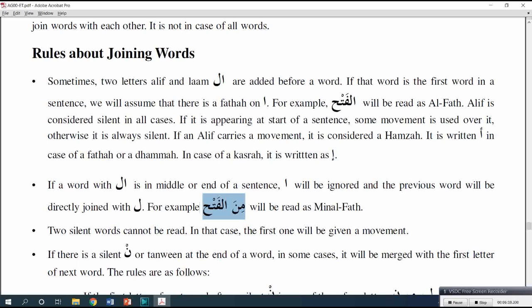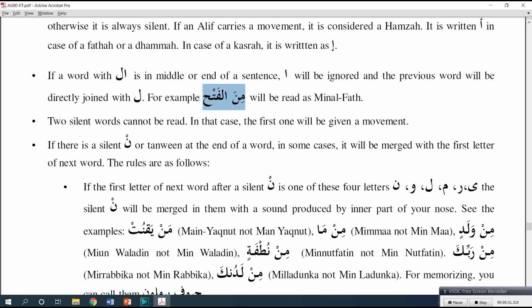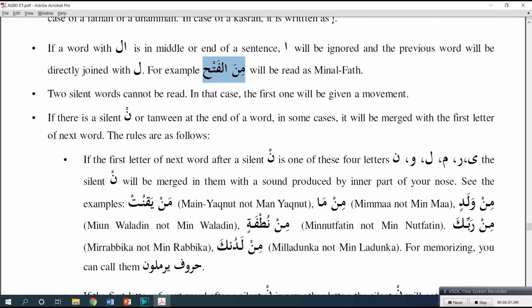These are some rules, just to avoid your confusion when you listen to people reciting the Quran. You will find it in that way, so you'll have to understand these rules. Then we come to the two silent letters that cannot be read together. In that case, the first one will be given a movement, but the rule is that you'll have to just ignore it. These are silent.